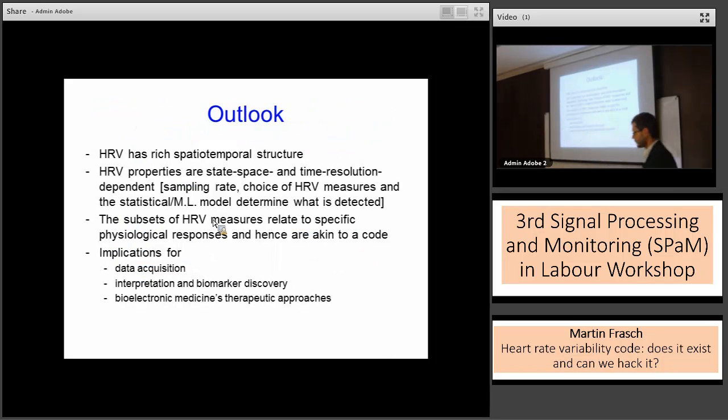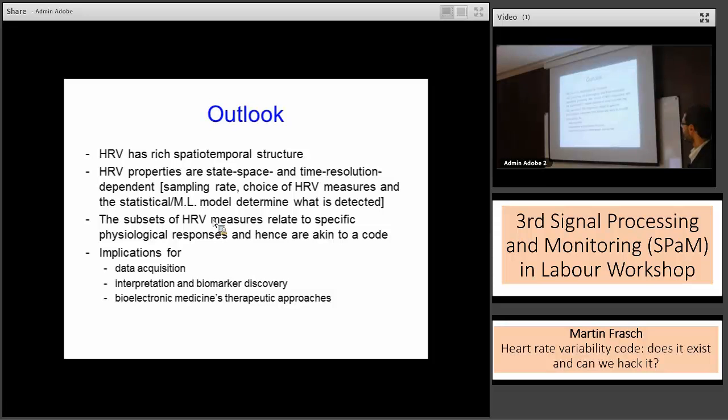So really, to summarize my pitch for the existence of the HRV code, I think that HRV shows a rich spatiotemporal structure. The properties of heart rate variability seem to be state space and also time resolution dependent, as we've seen in examples of the influence of sampling rate on the estimates of some outcomes.